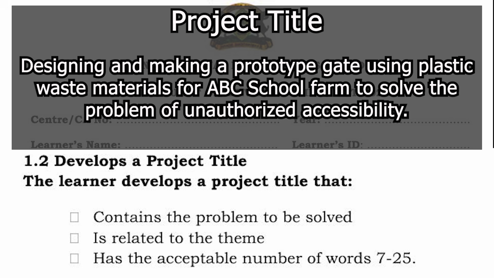Now, if you look at that title, the first checklist should be, must contain the problem to be solved. And the problem is there, unauthorized access. Second, it must be related to the theme. And the theme is enhancing creativity and practical skill for sustainable development. And using plastic waste material is related to the theme. And then it must be having 7 to 25 words. The title is within that range, having 1, 2, 3, 4, 5, 6, 7, 8, 9, 10, 11, 12, 13, 14, 15, 16, 17, 18, 19, 20, 21, which is between 7 to 25 words.